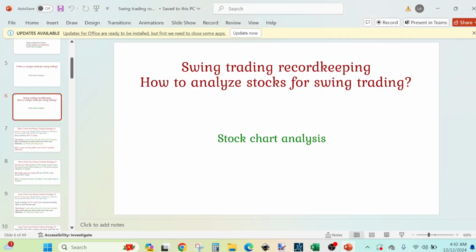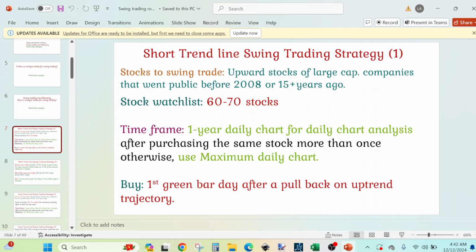Hello, swing trading record keeping. How to analyze stock for swing trading. We are going to do our record keeping and then analyze the stocks to see if there is one that is well positioned based on our swing trading strategy for us to purchase some shares.